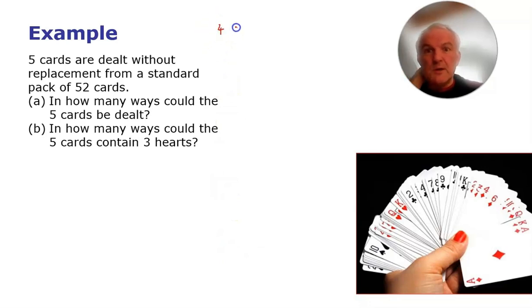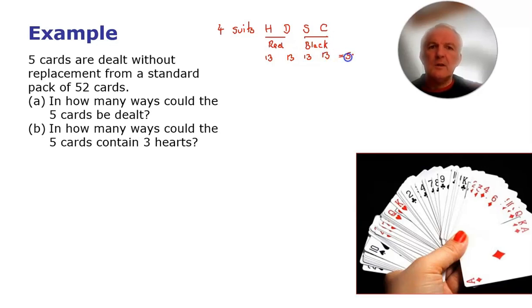There are 4 suits. The 4 suits are called hearts, diamonds, spades, and clubs. It's important to know that hearts and diamonds are red suits, but spades and clubs are black suits. So that's why you've got reds and blacks within this pack. Now, you should know that there are 13 of each, which gives you a total of 52 cards in the pack.